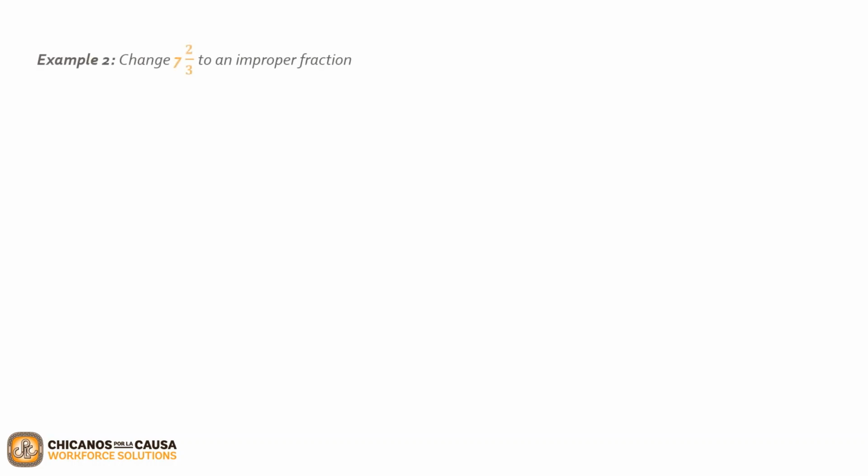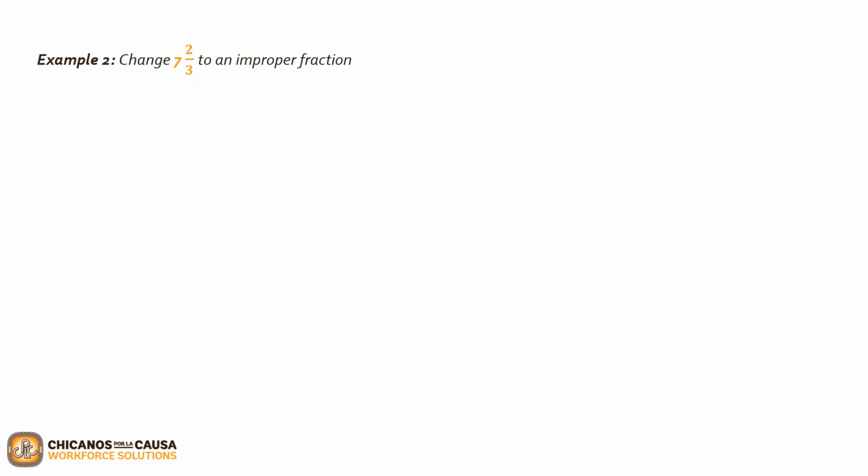From our previous lessons, we know that division and multiplication have a special relationship, just like addition and subtraction. So before, when we did division in order to change the improper fraction into a mixed number, if we work backwards, we're actually going to use multiplication. So let's do that in this example. We are going to change 7 2/3 to an improper fraction.